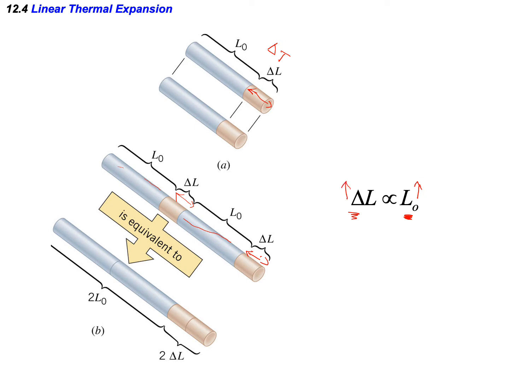So L naught, the initial length, is proportional to the amount of expansion. If we reduce the initial length, it drops the expansion. So it has a direct relationship. Expansion is proportional to the initial length.